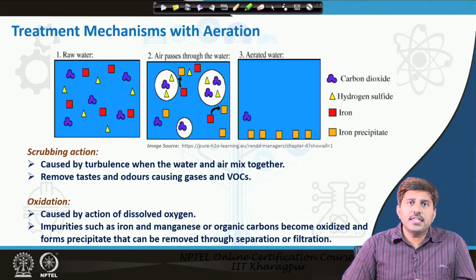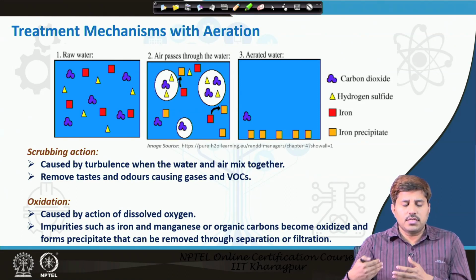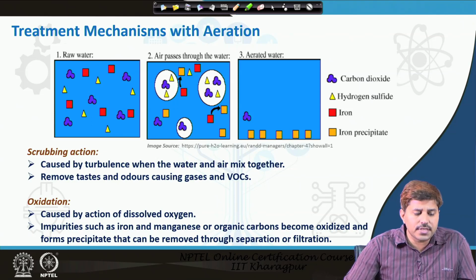Now, let us see the mechanism of removal of contaminants through aeration. Generally, there are two major actions which help in the removal of the contaminants.